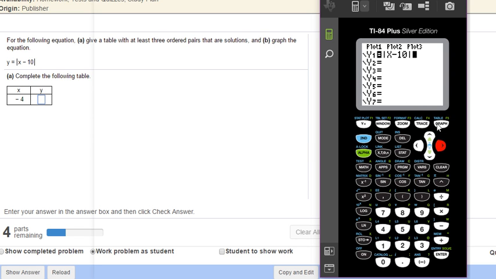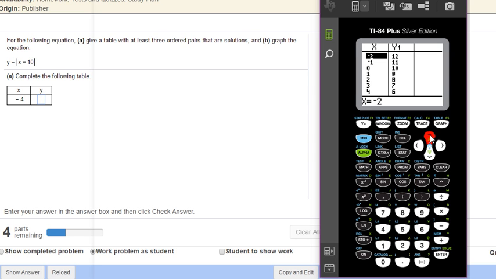Okay, so now I can hit graph. I can see what it looks like. But that's not what they're looking for. They're not looking to see the graph right here. They want us to fill a table of values. Well, you'll notice right here in blue, right above the graph key, it says table. Well, if I hit second graph, that's choosing that blue key.